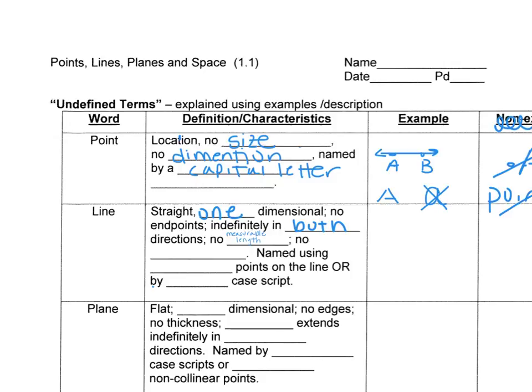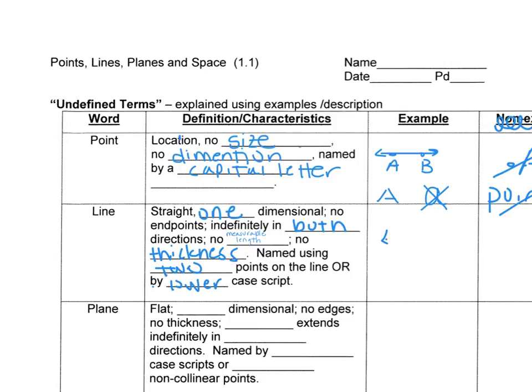It has no thickness. Although, Word lets us have different thicknesses. It has no thickness. It's named by 2 points. Any 2 points create a line. And it's also named by a lowercase script.